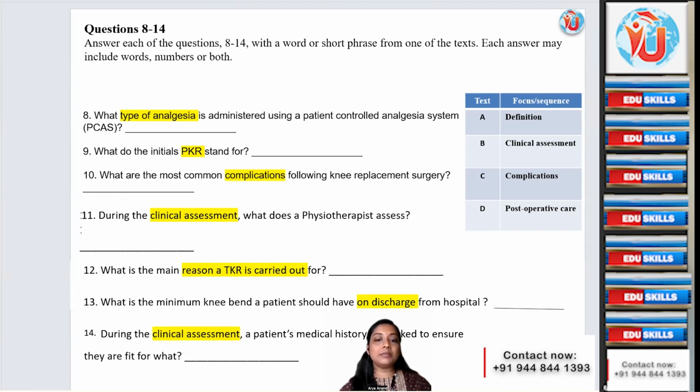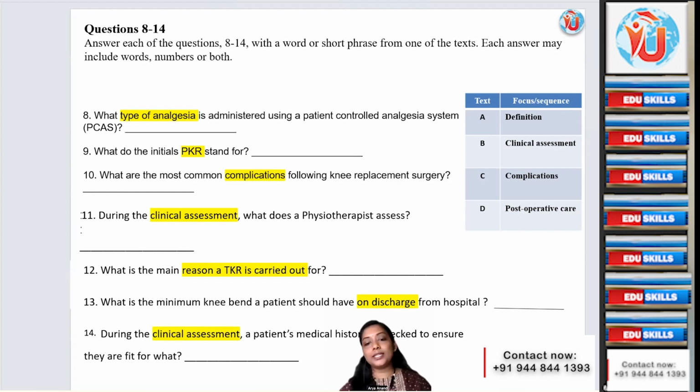What is the minimum knee bend a patient should have on discharge from hospital? So what is the minimum knee bend a patient should have on discharge from hospital? On discharge is the key word here, and you have to find out the answer from the particular text. Are you able to follow me? Yes. Great. Thank you. So we'll move to the next question.